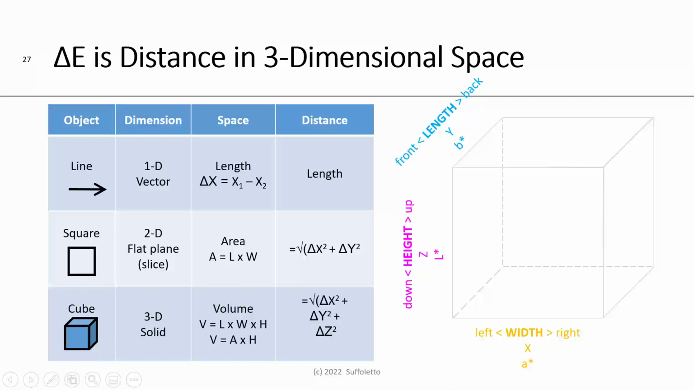Okay, now that we got all the math out of the way, let's come over to this diagram and look at this three-dimensional cube. It has a width left to right. We can call that x or a star. It has a length front to back, depth. We can call that y or b star. And it has a height, bottom down, top up. We can call that z or L star.